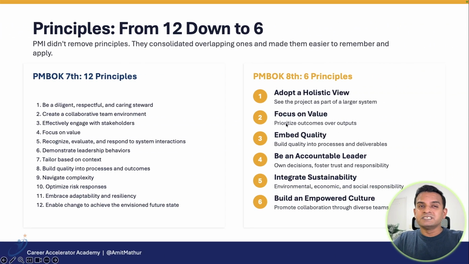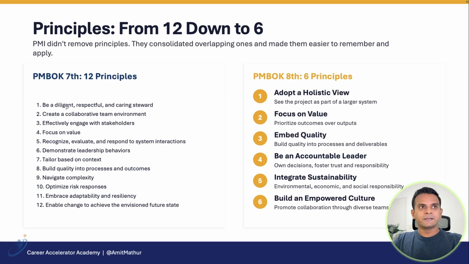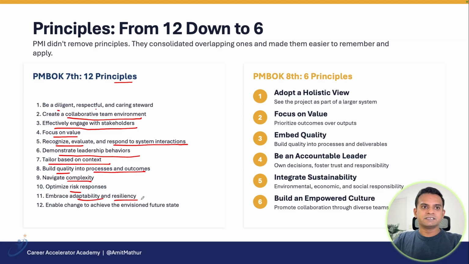Now let's look into the principles, which came down from 12 to 6. Very interesting. In the 7th edition, they have 12 principles: be a diligent, respectful and caring steward, create a collaborative team environment, effectively engage with stakeholders, focus on value, recognize, evaluate and respond to system interactions, demonstrate leadership behaviors, tailor based on context, build quality into processes and outcomes, navigate complexity, optimize risk responses, embrace adaptability and resilience, enable change to achieve the envisioned future state.